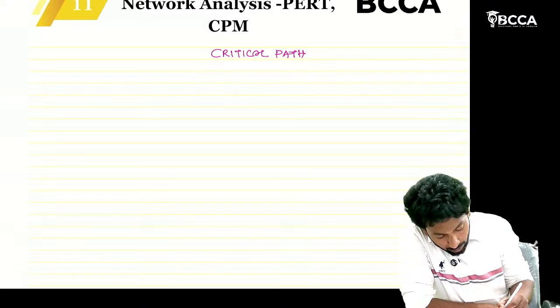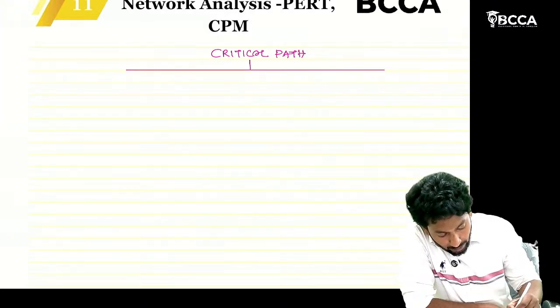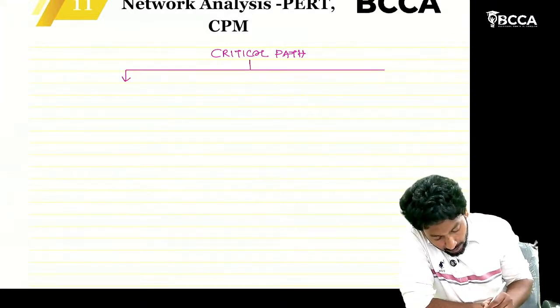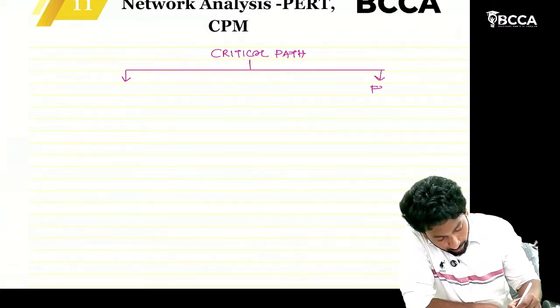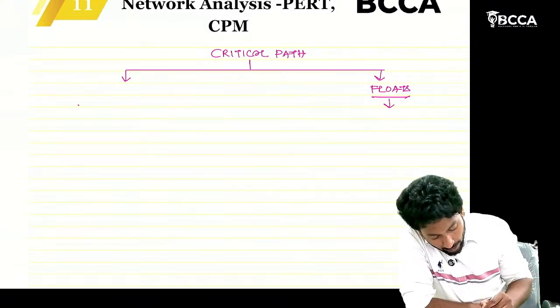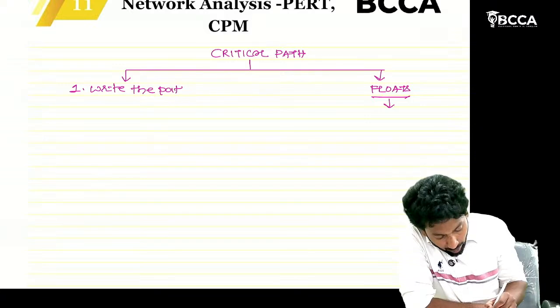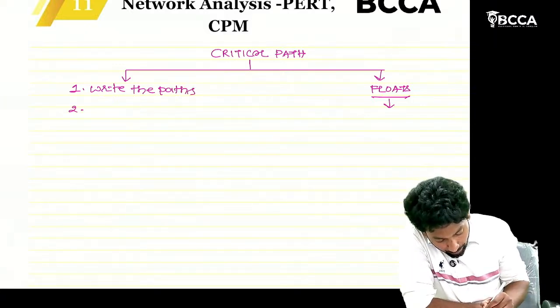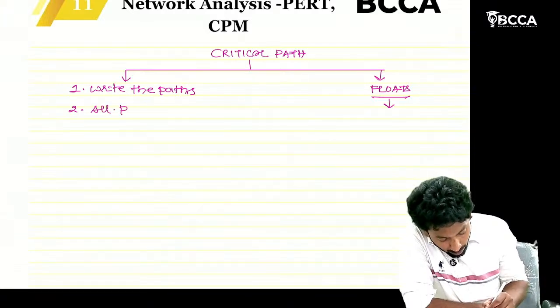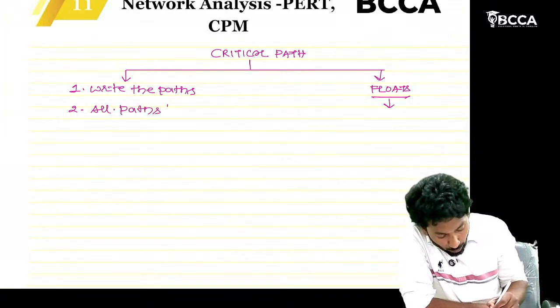Critical path can be calculated in two ways, sir. One is the floats way, which will be discussed later. But right now, to calculate critical path, first write all the paths, then calculate the duration of each path, the duration of all paths.